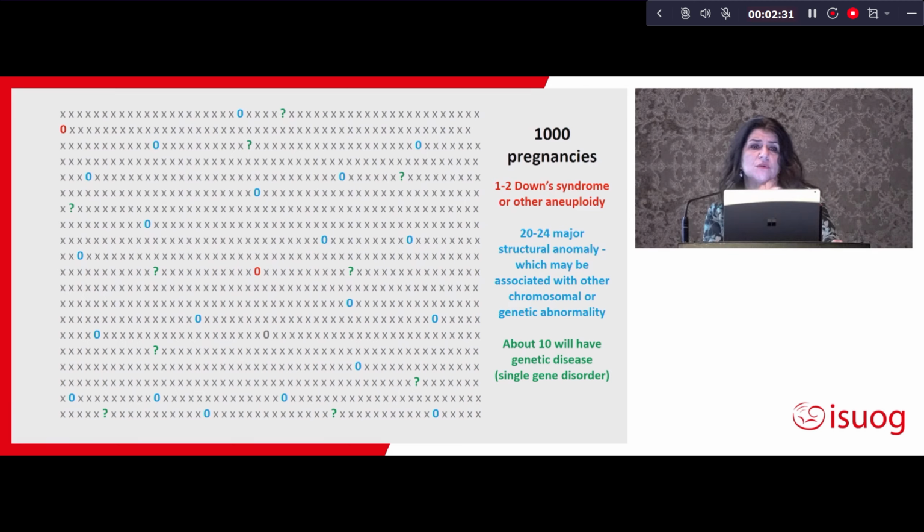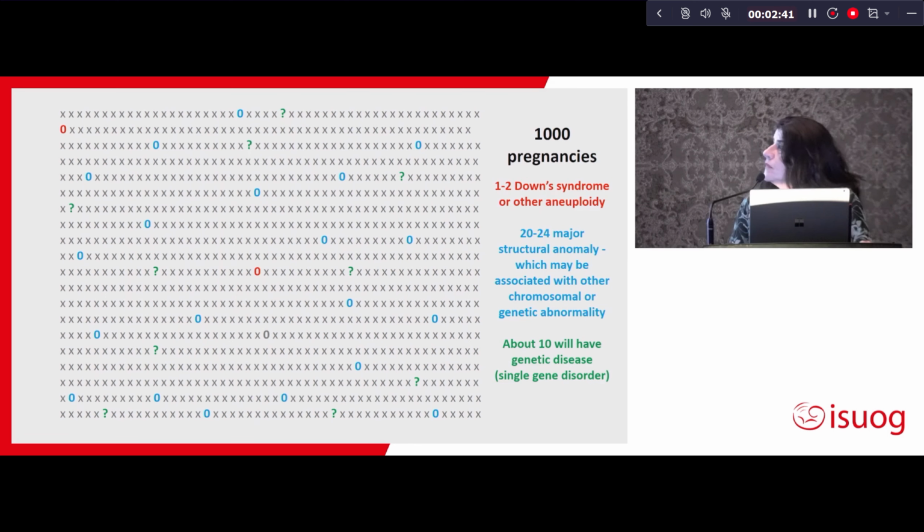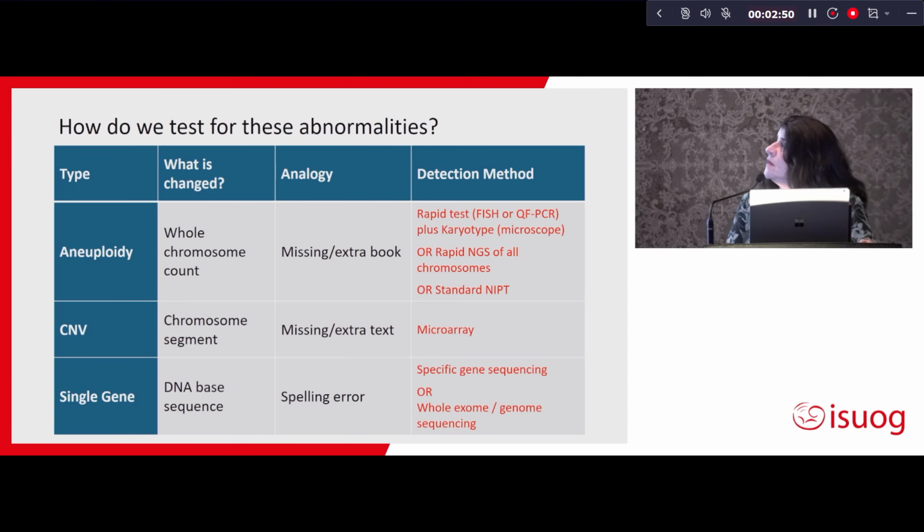Now, in the environment in which we practice here in the Middle East, we have a lot of consanguinity, as you know, and therefore we do have a lot of familial genetic disease. So part of your screening is taking a proper history and seeing where your patient has had premarital screening, for example. How do we test for these different types of abnormalities?